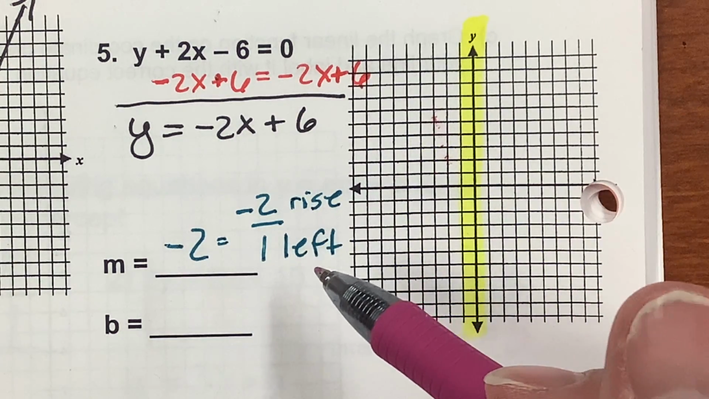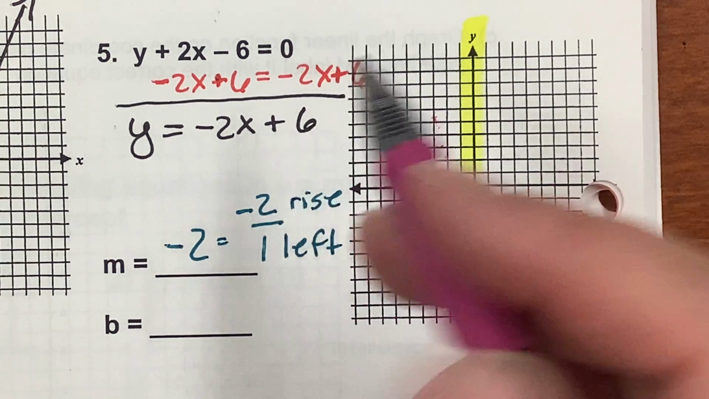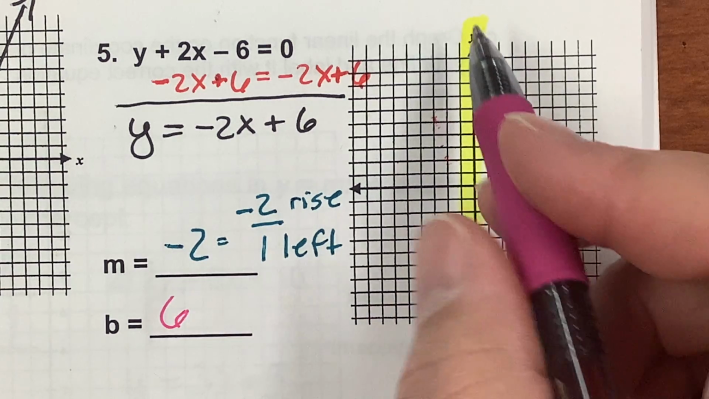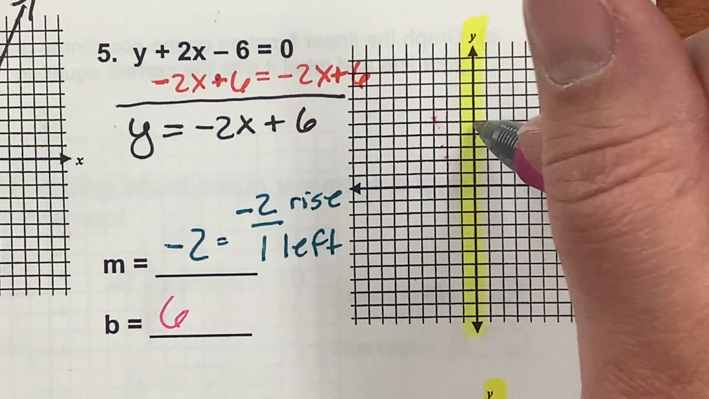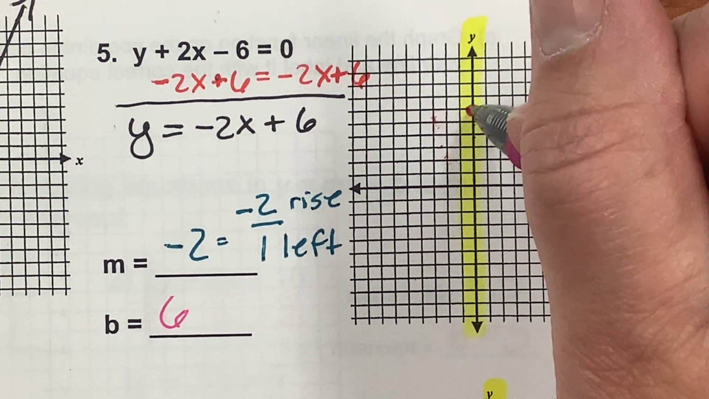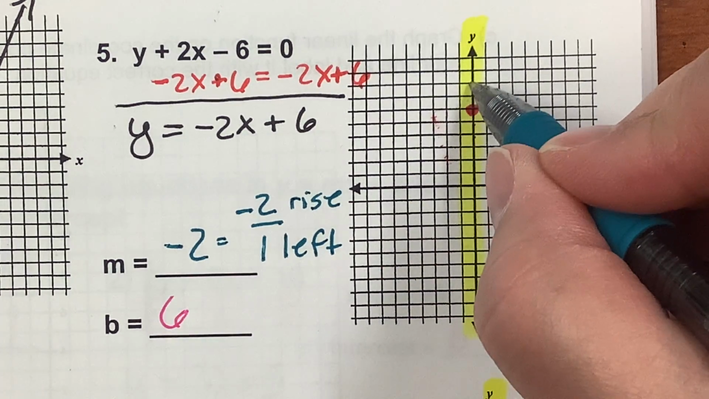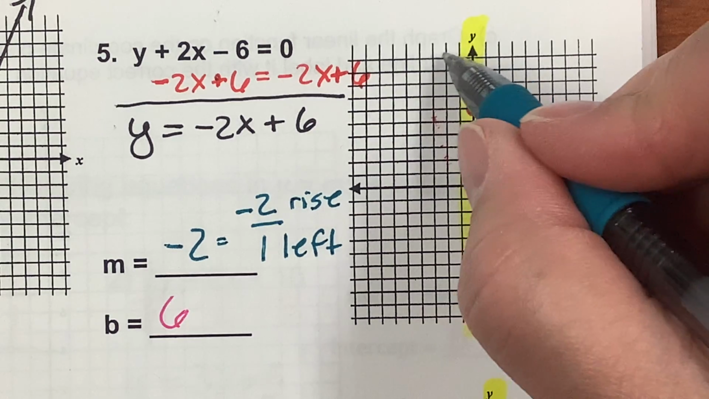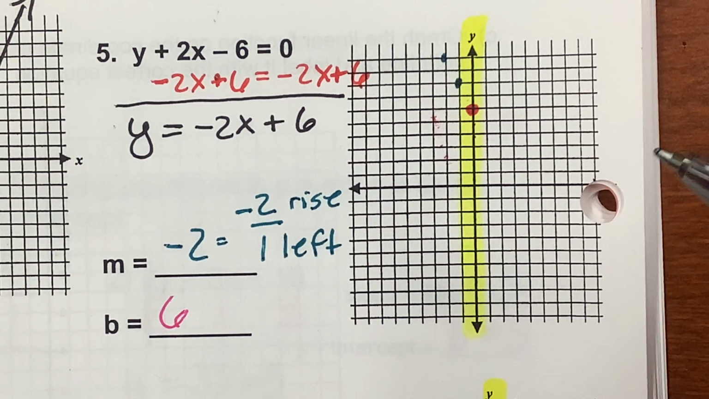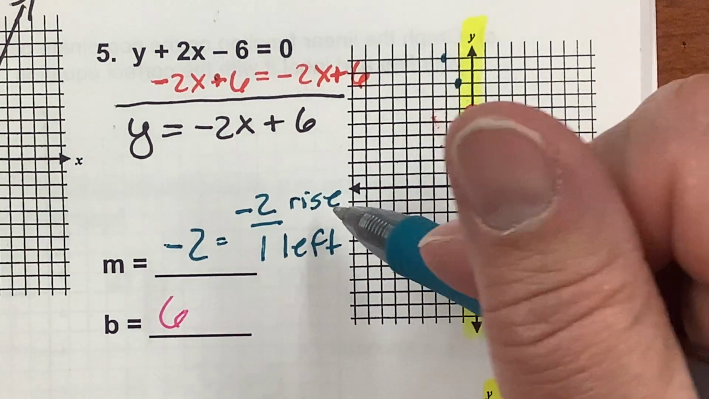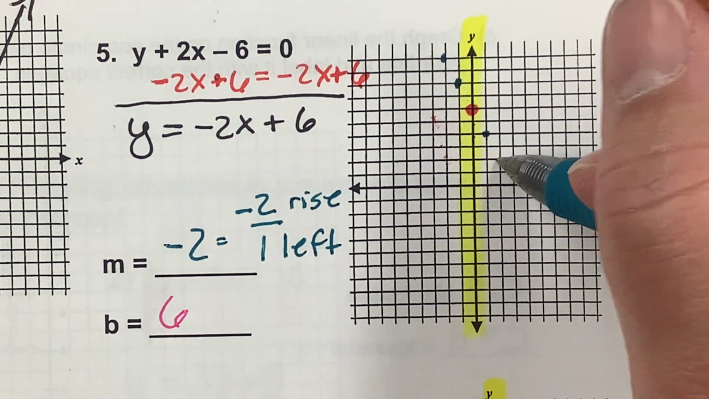But this is left, so negative goes left. My y-intercept is b equals 6, so I begin on the y at 6. 1, 2, 3, 4, 5, 6. Begin at 6. Now, I'm going to rise 2, left 1. Rise 2, left 1. And I could use that and make a line, but I'd rather have more points. So now the opposite. Drop 2, right 1. Drop 2, right 1.